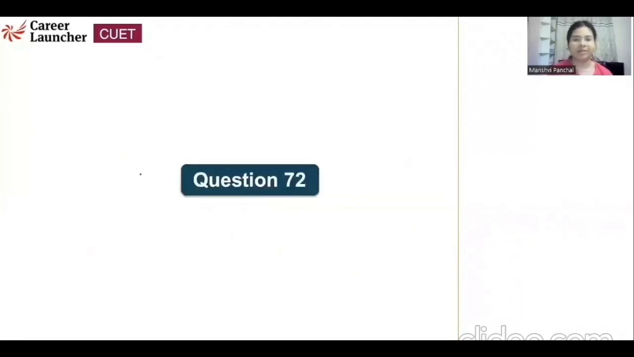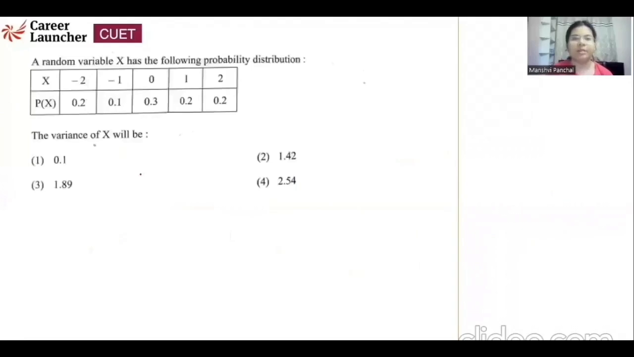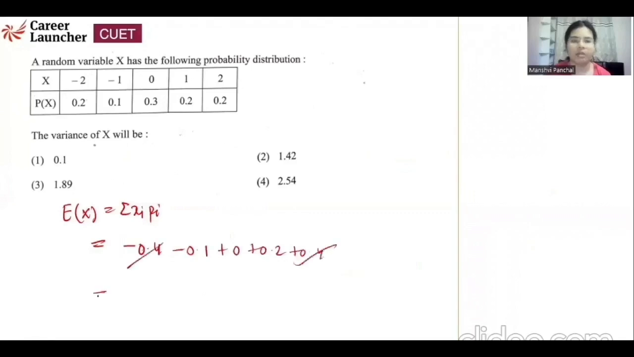Next, we have question number 72. A random variable x has the following probability distribution, then the variance of x will be. So first we will calculate E(X), that is summation xi pi. So it will be 0.2 into minus 2, it means minus 0.4, plus 0.1, it means minus 0.1, then plus 0, plus 0.2, plus 0.4. This will be cancelled out. 0.2 minus 0.1 is 0.1.